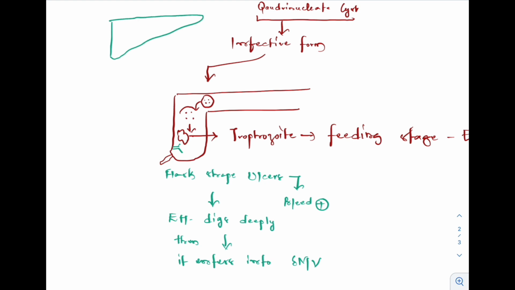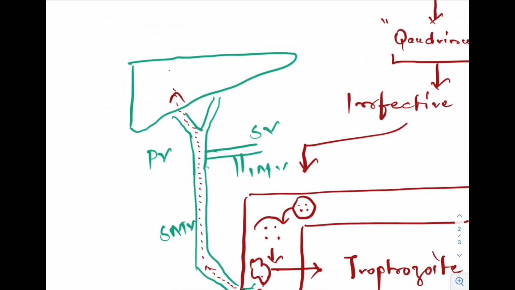That is the superior mesenteric vein. And you just see, I'm just drawing a liver, and this is the portal vein. This portal vein is formed by the joining of two major veins. One is the splenic vein, into which the inferior mesenteric vein opens, and the other one is the superior mesenteric vein. The trophozoite stages will enter into the superior mesenteric vein, and via the portal circulation enter into the liver cells or hepatocytes, and cause lysis of the hepatocytes.